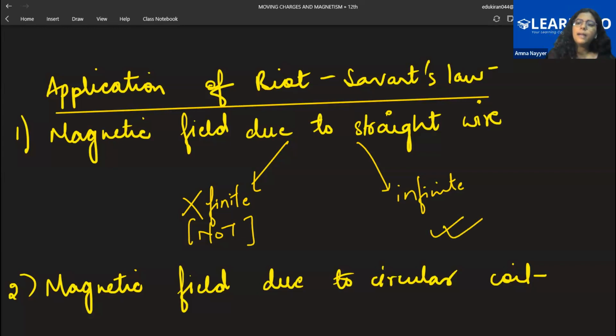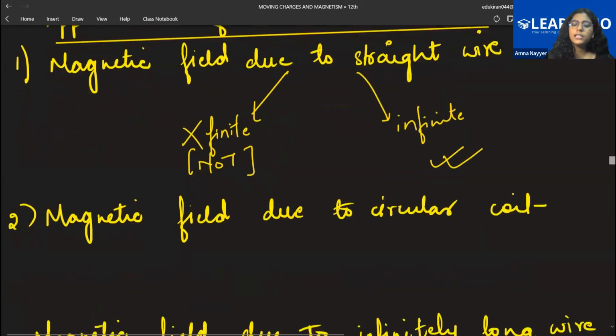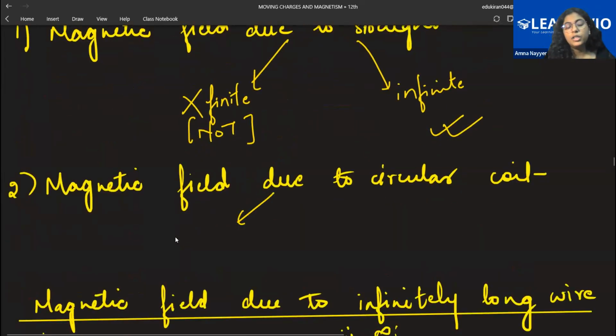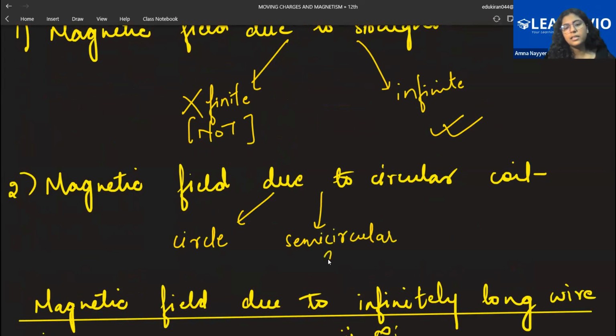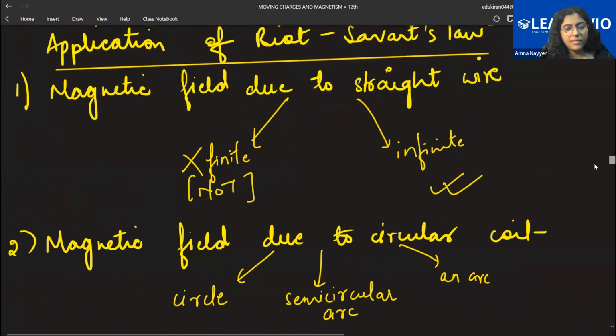Okay. Now, magnetic field due to a circular coil: you have a complete circle, then you have a semicircular arc, and lastly, you have just an arc. This an arc means any angle. So these are the things which we have to complete, not the finite wire. We'll straight away start with infinite. One more thing, you have semi-infinite. That is also there. Semi-infinite is also. Write it. Then I'll start with this infinite wire.